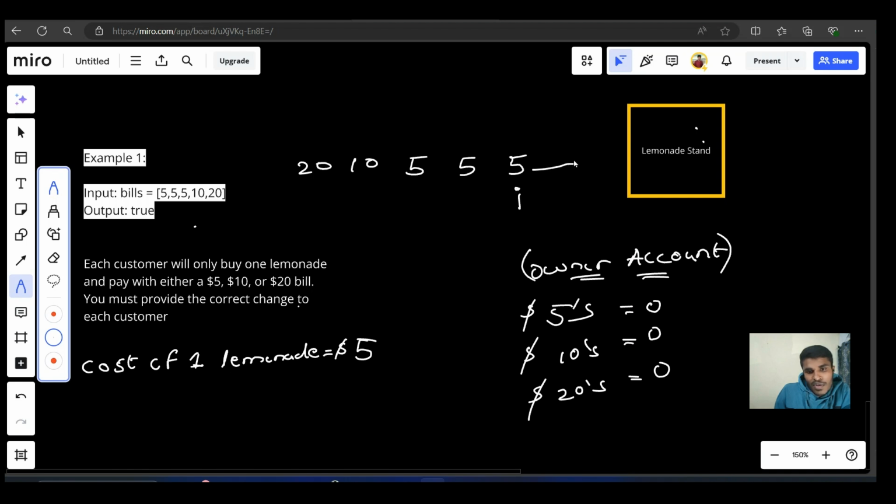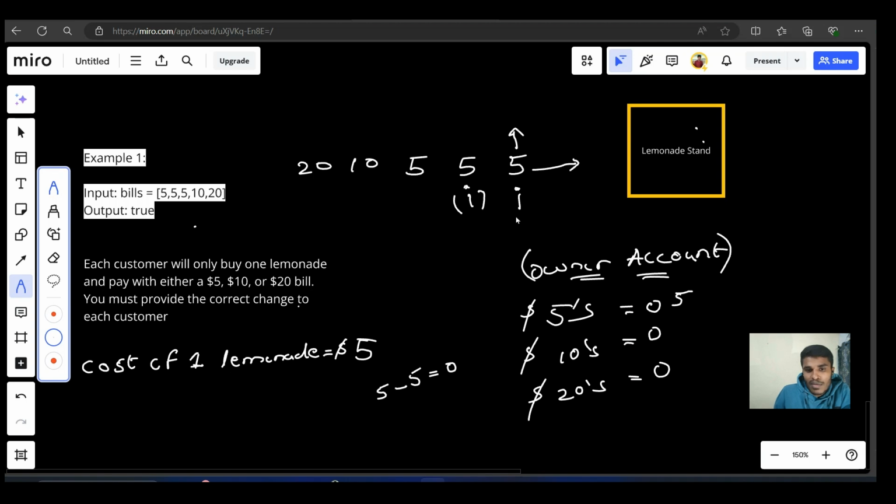The first customer comes in and buys a lemonade which costs $5. So he pays $5 to the owner, and the owner will not return anything to this first customer. Why? Because the cost of lemonade is 5 rupees and the customer paid 5 rupees. So 5 minus 5 equals 0. So the owner is not returning anything to the first customer. So he went out. Now we are at the second customer.